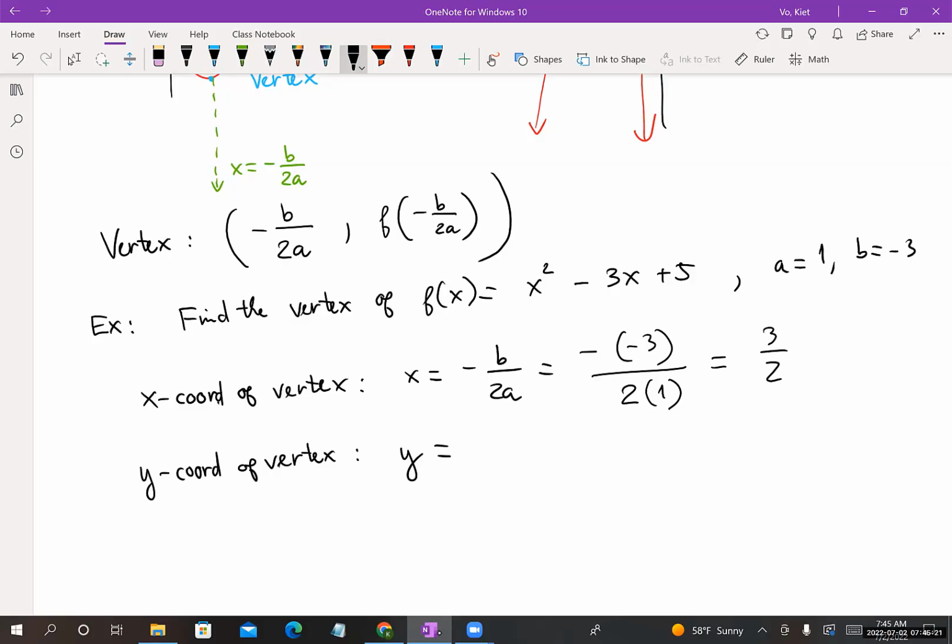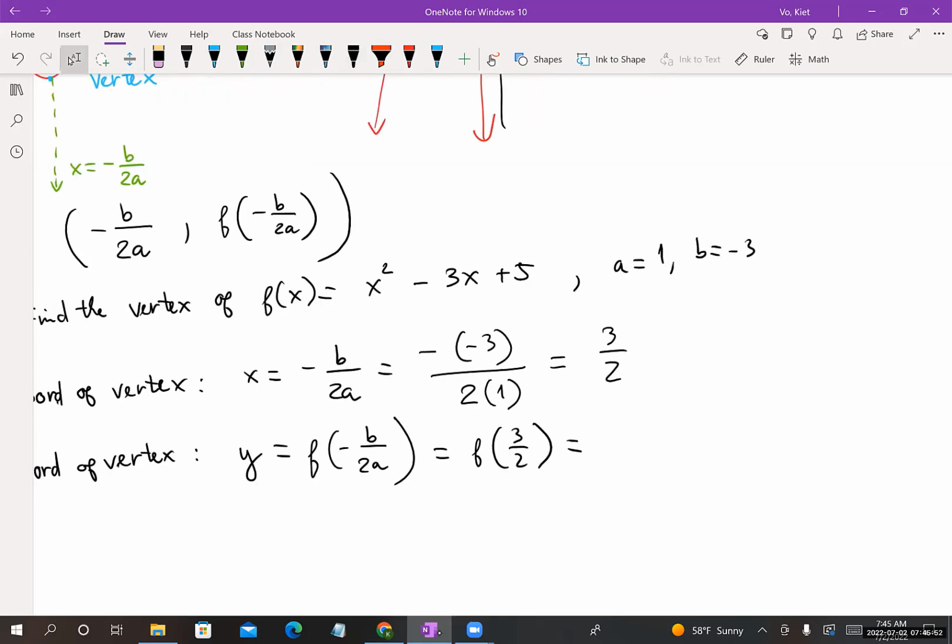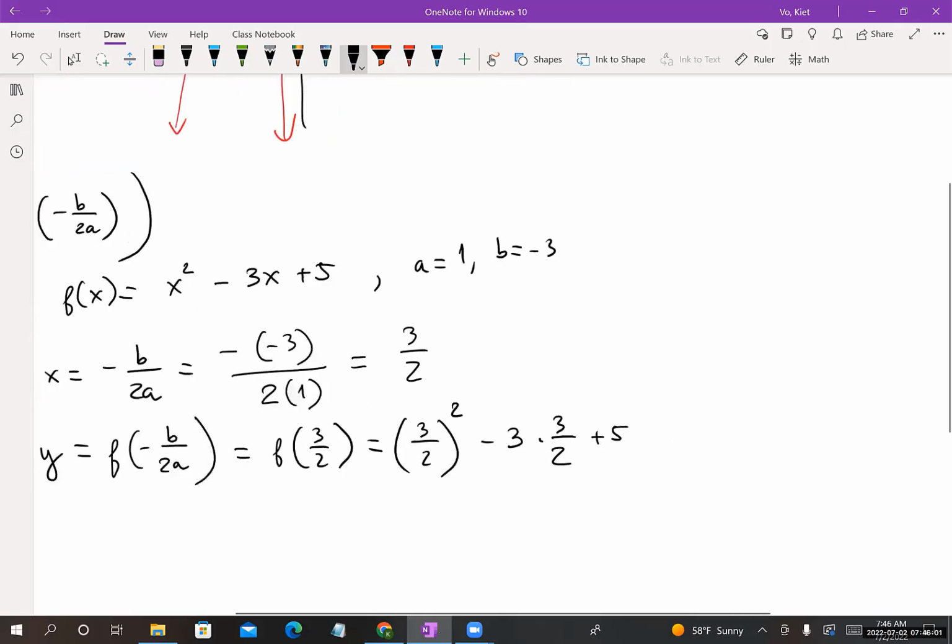So the y value is going to be equal to f of negative b over 2a. Well, that makes sense because, to find the y or the output value of a function, you just input the x. Now, I already have the input at the vertex, which is 3 over 2. Then to find the output, I just plug in that 3 over 2. So this is f of 3 over 2, and that's going to be 3 over 2 squared minus 3 times 3 over 2 plus 5. So what is this going to be?